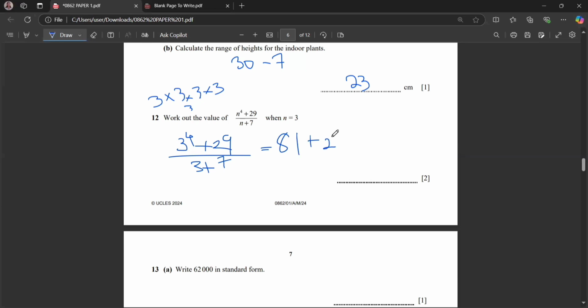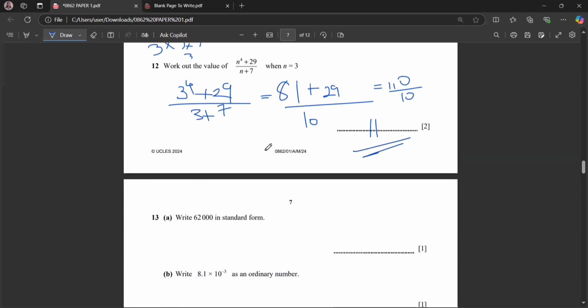81 plus 29 over 3 plus 7 is 10. So 81 plus 29 is 110 over 10. So gives the answer 11. Remember, 2 marks, you have to show that you have substituted the number 3 and also that 3 raised to 4 is 81, 81 plus 29 over 10. In the end, it gives 110 over 10. Steps are important in this one.